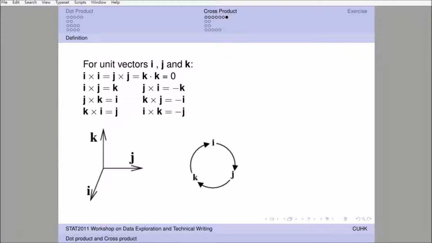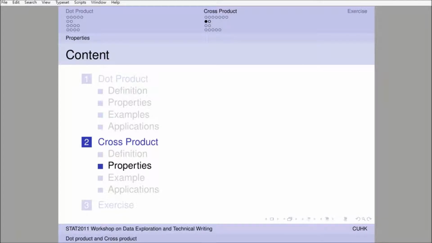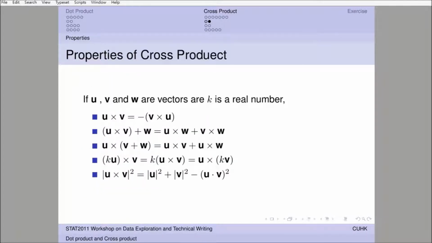The cross product of any pair equals the next vector in the clockwise direction as shown in the figure, and the cross product of any pair in the anti-clockwise direction equals the negative of the next vector. Here are several properties of cross product. Note that u, v, and w are any vectors and k is a real number.